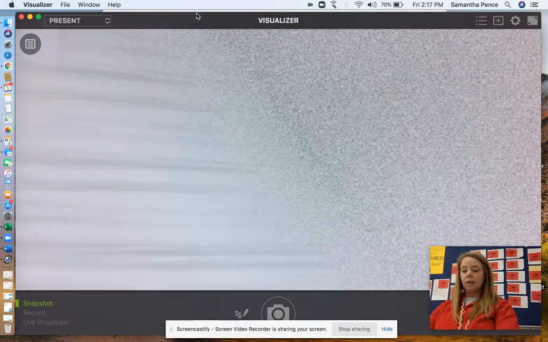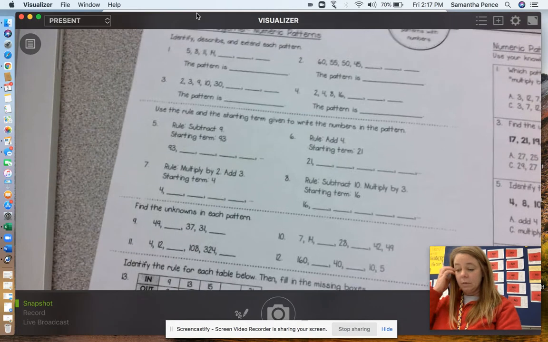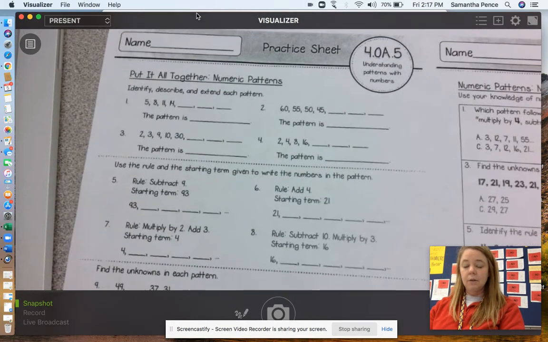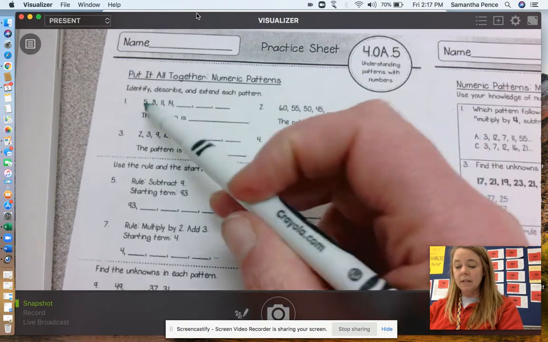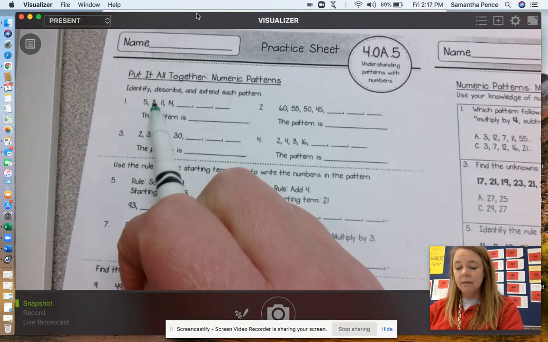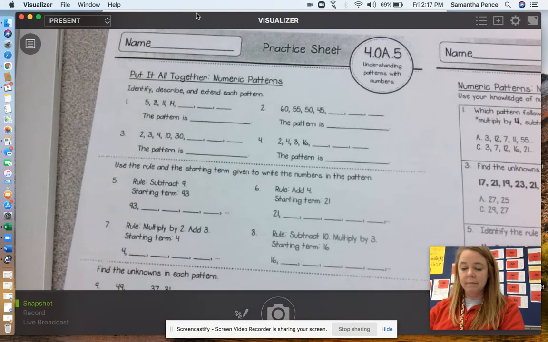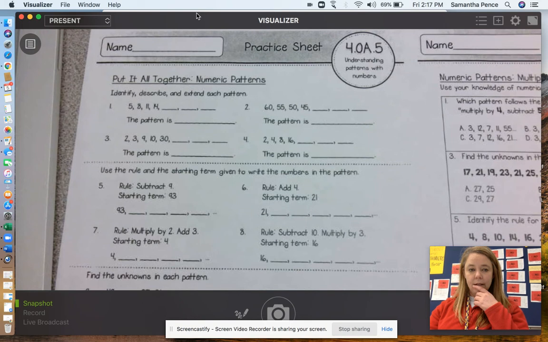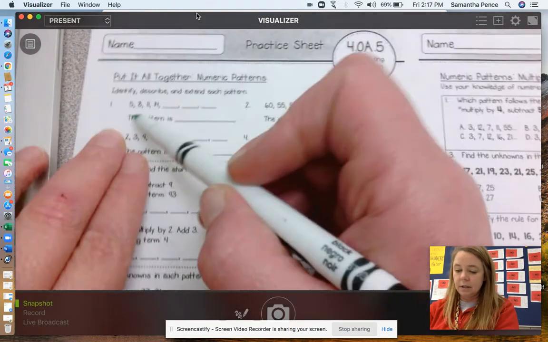All right, here you go. We're going to do just a few together, and then this is your homework. Okay, so number 1 says, identify, describe, and extend each pattern. So I see the number 5, 8, 11, 14. And again, in our head, we're thinking, what's happening in that pattern? Is it increasing or decreasing? It's increasing. So we're either going to multiply or we're going to add. One or the other. Let's try adding first, because that seems to be easier.